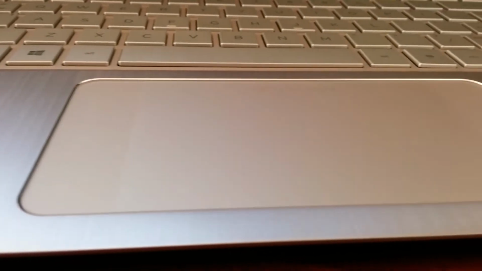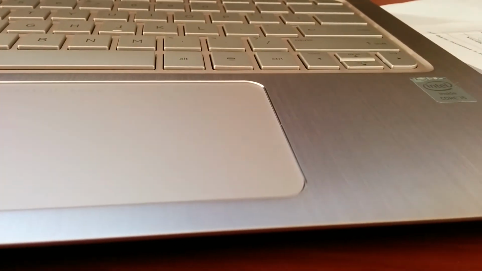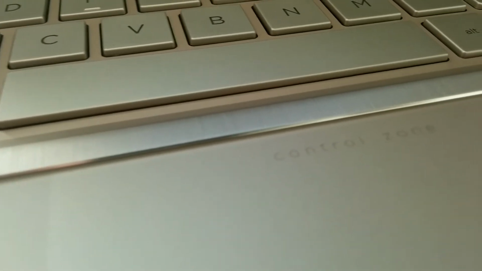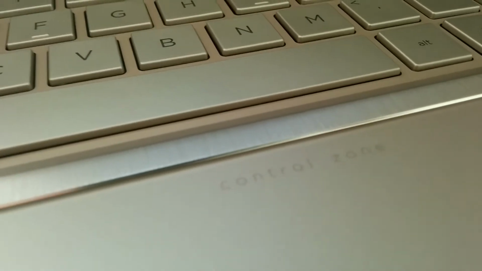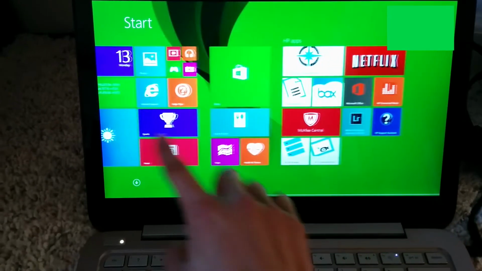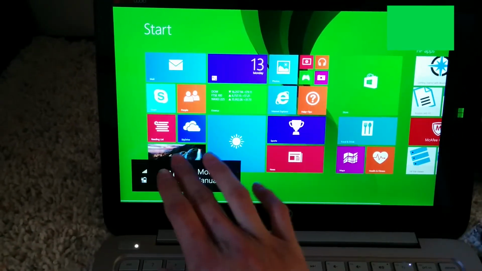One of the most unique features of this computer is the XXL trackpad, which HP has dubbed the control zone. It's just a normal trackpad with some extra bars on the side that provide extra features. However, in real life usage, I found that the extra bars weren't necessary, and therefore rarely used.